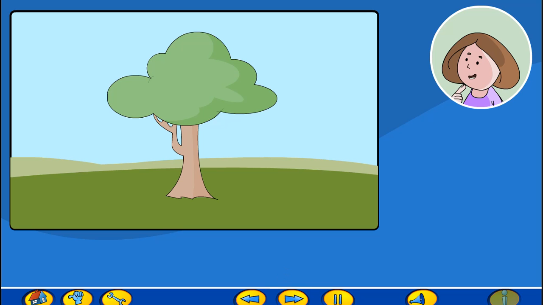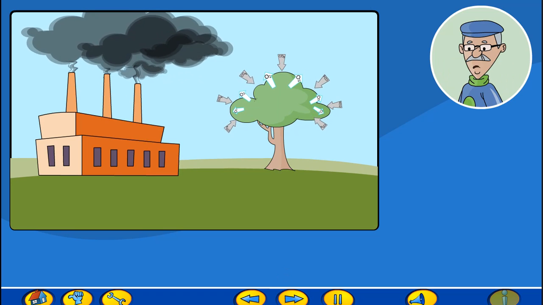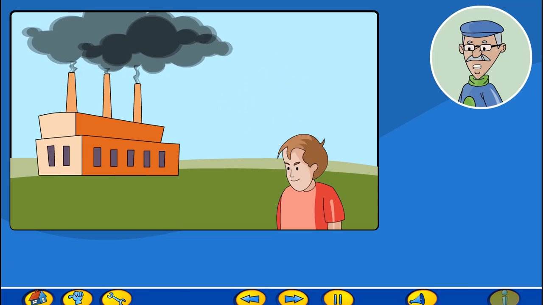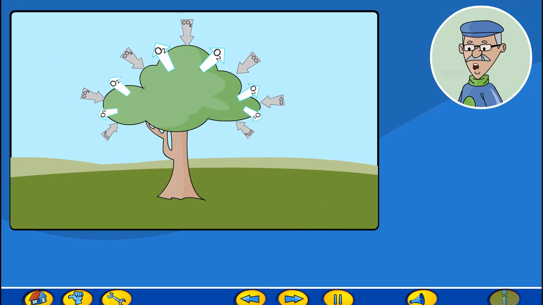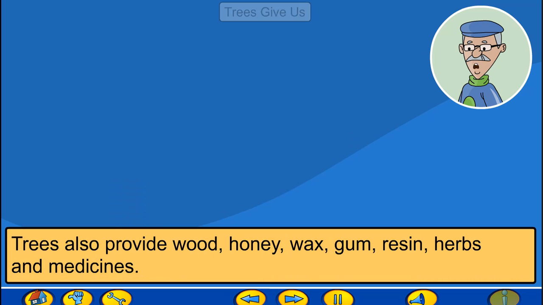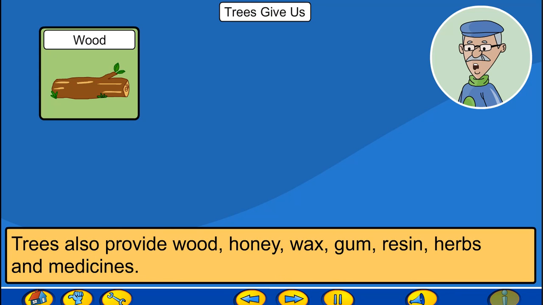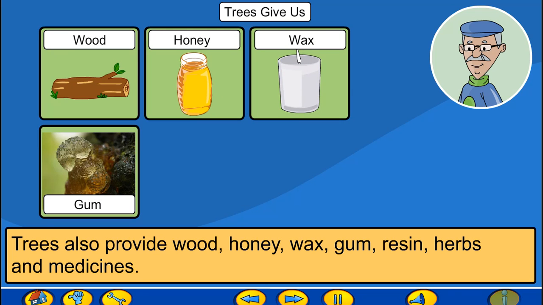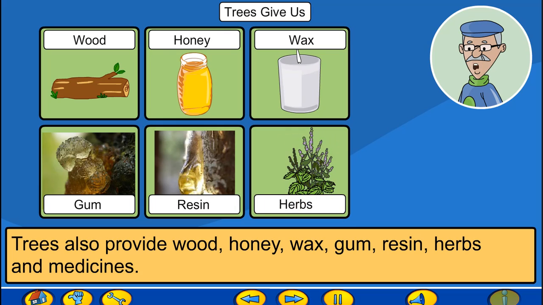How are trees useful to us? Trees clean the air by absorbing carbon dioxide from the air and releasing oxygen. The harmful chemicals and gases that are produced by factories pollute the air and are harmful for us. Trees reduce air pollution by absorbing these harmful elements. Trees provide us with useful products such as wood, honey, wax, gum, resin, herbs, and medicines.